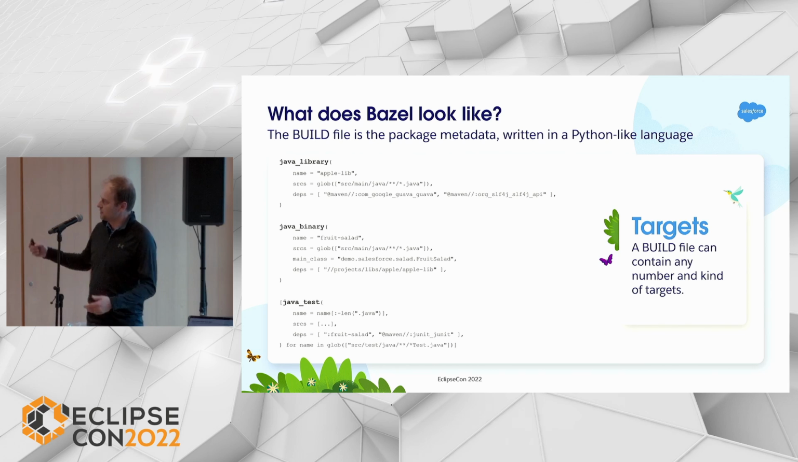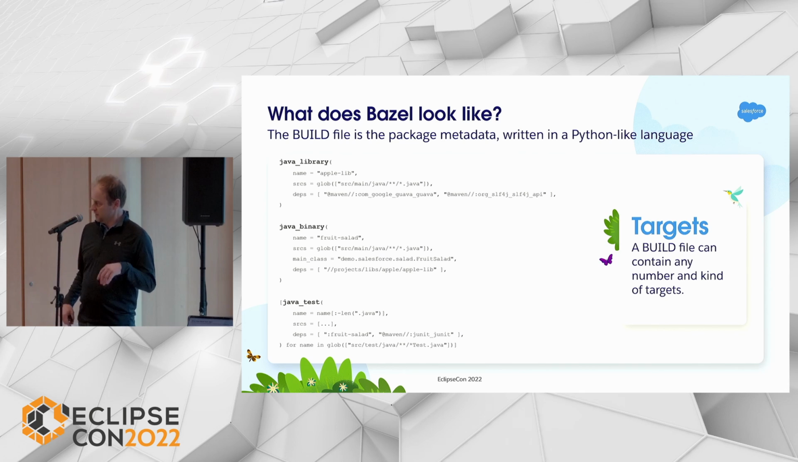And this is what Bazel looks like. Once again, it's not really a Bazel talk, but just to give you an idea, in the Java world, we have three main primitives. The Java library, which produces a jar file. We have a Java binary, which is a runtime application, and a Java test.